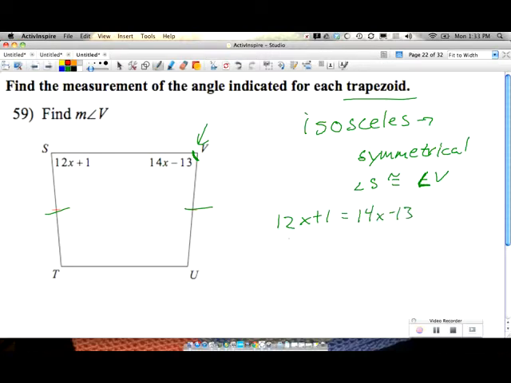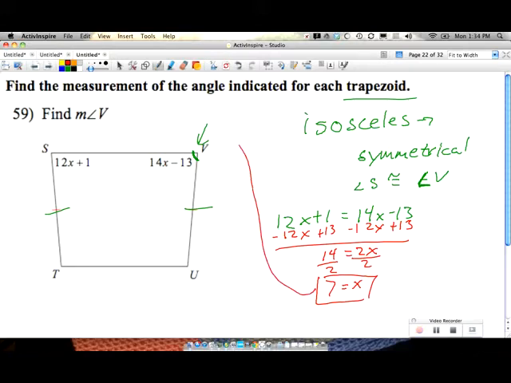Now if I balance this and start doing some of the algebra, I'm going to subtract 12x from both sides. I'm going to add 13 to both sides. That's going to give me 2x equals 14. Divide by 2, x equals 7. Okay, so that's good, but I got to do more than just that. I got to plug it back in to here.